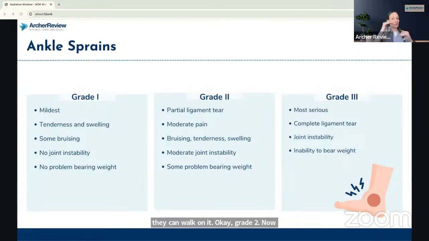Grade 2, now we're stepping it up a little bit here, and we have a partial tear. The ligament is partially torn.